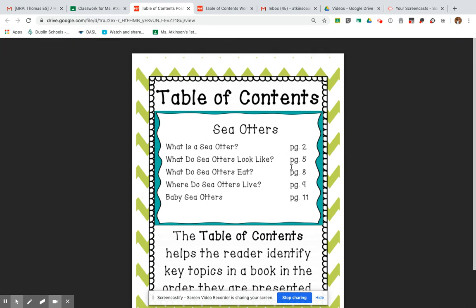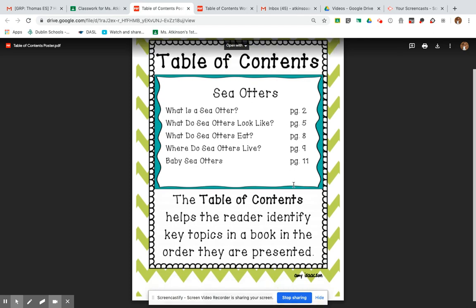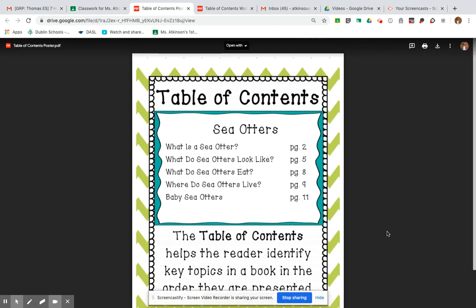Yesterday we learned about cutaways and what to look for in your reading as far as that. And then today we are going to learn about the table of contents. So let's read exactly what that is. The table of contents helps the reader identify key topics in a book in the order they are presented.